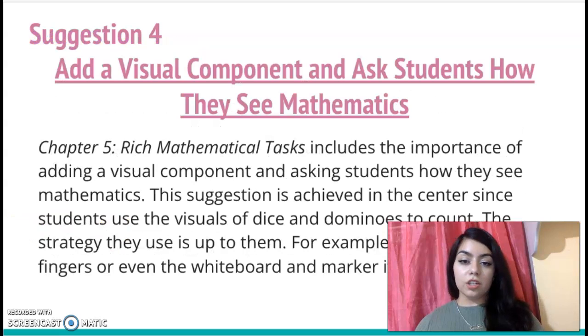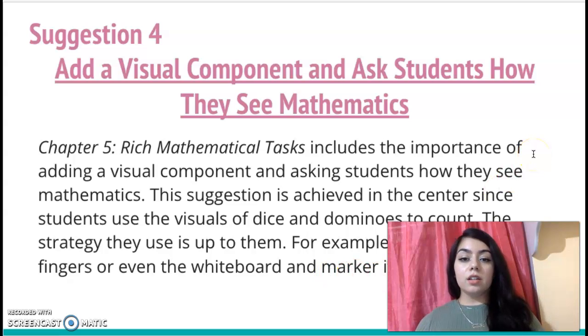And the last, suggestion 4, is add a visual component and ask students how they see mathematics. Chapter 5, Rich Mathematical Tasks from the textbook, includes the importance of adding a visual component and asking students how they see mathematics. This suggestion is achieved in the center since students use the visuals of dice and dominoes to count. The strategy they use is up to them. For example, they can use their fingers or even the whiteboard and markers if necessary.